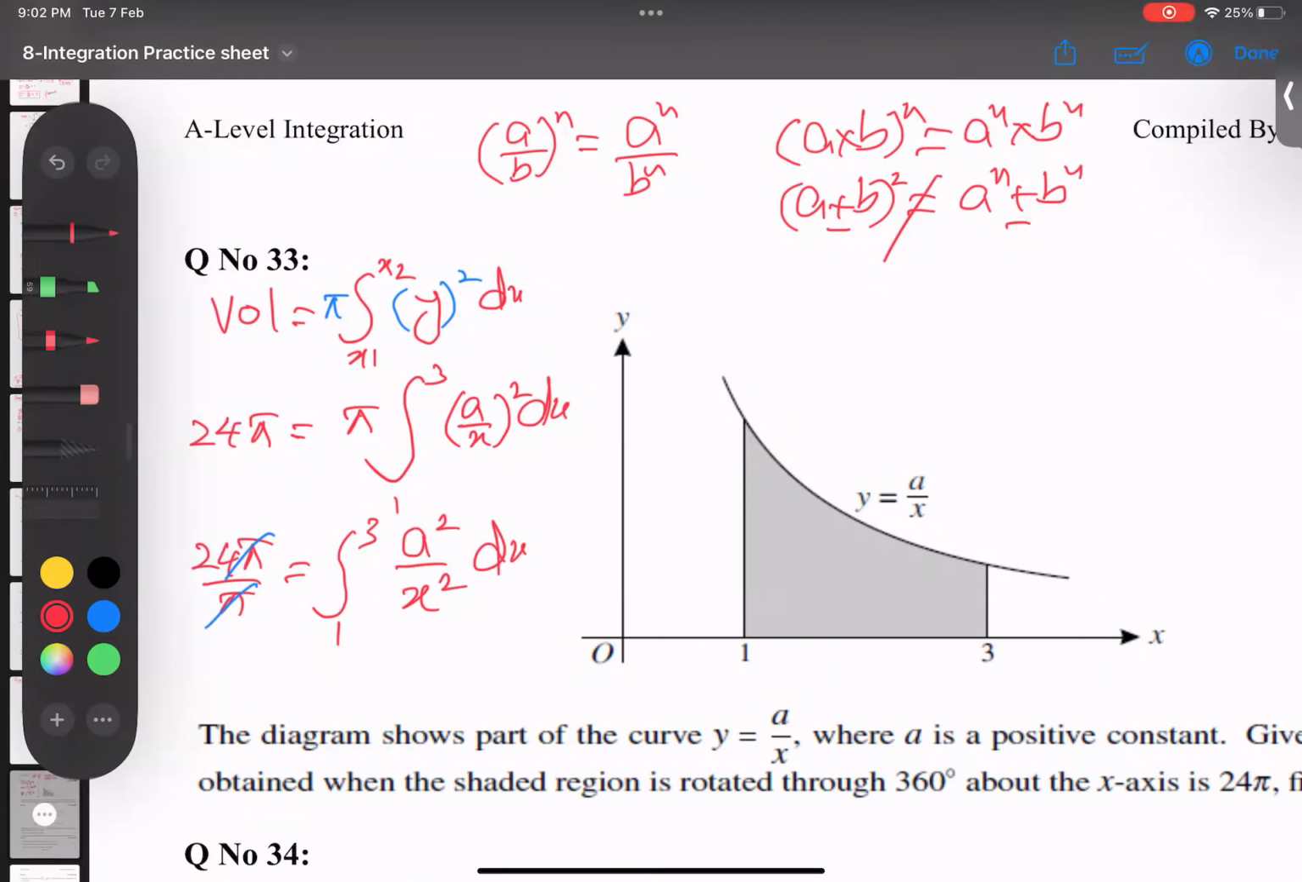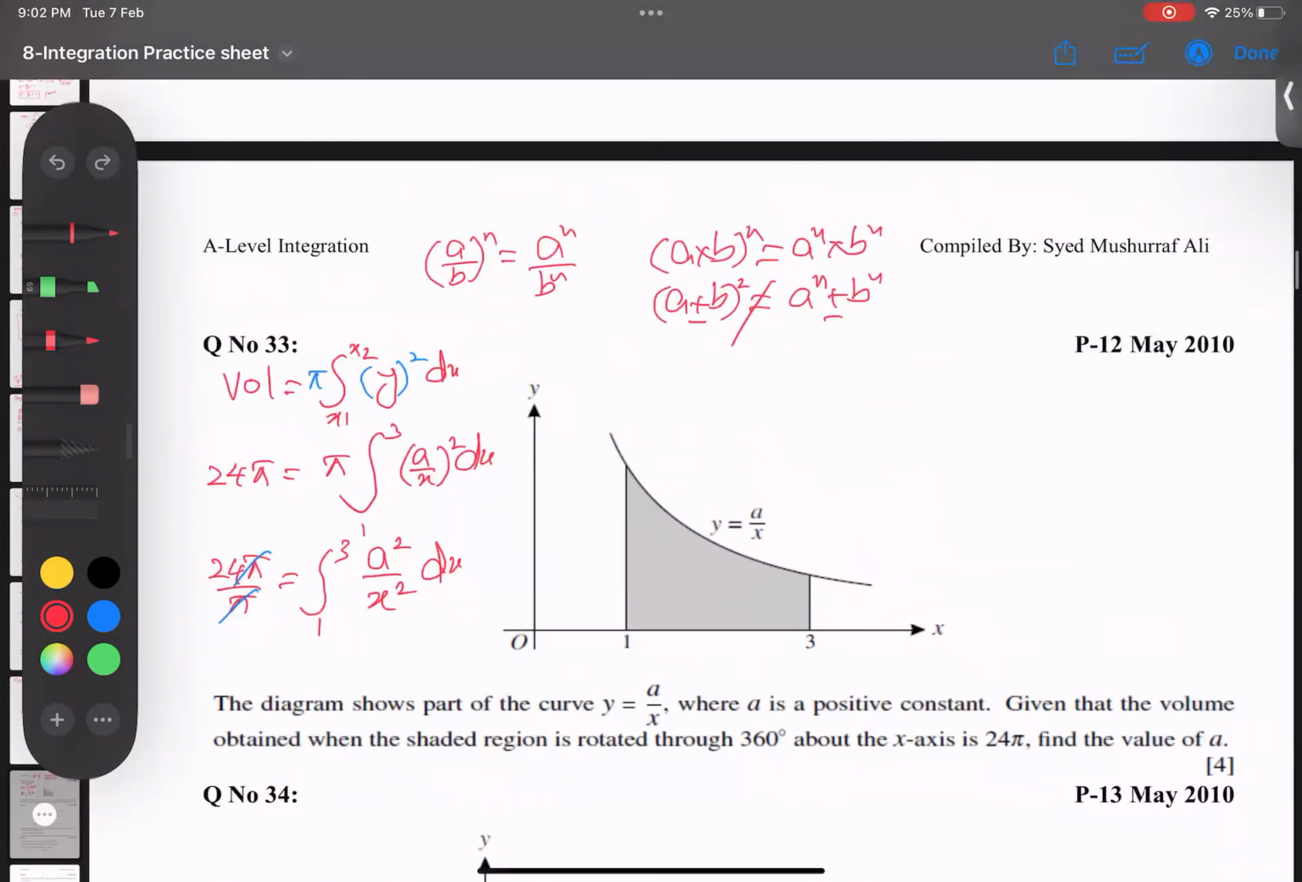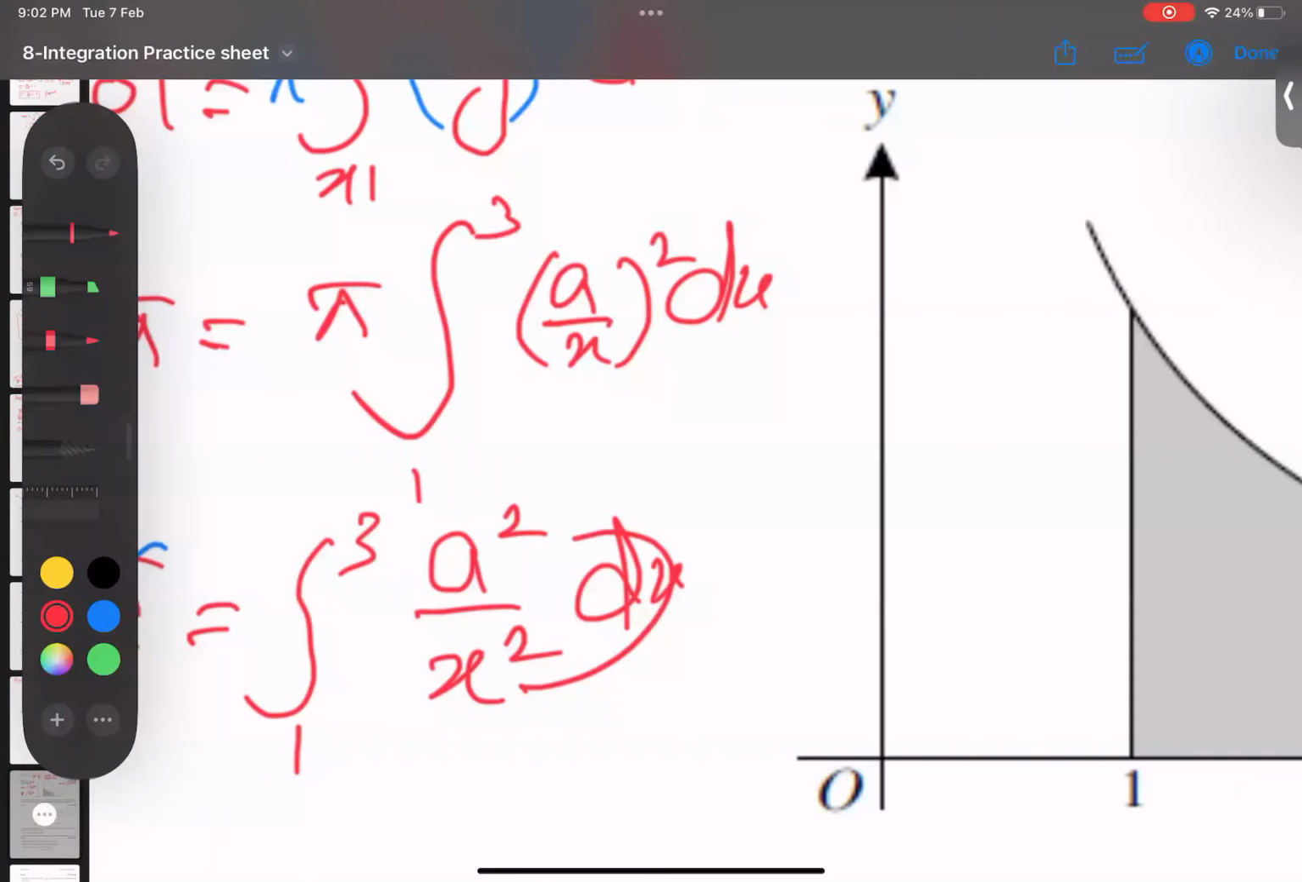Now, can I integrate directly? No, x is in the denominator. We are bound to bring it into the numerator. Whether you keep the square inside or outside, no issue at all, so I'm doing it here. 24 equals a to power 2, with limits 1 to 3, and x to power -2. The reason is that when I bring it up, all of you know the power sign changes.